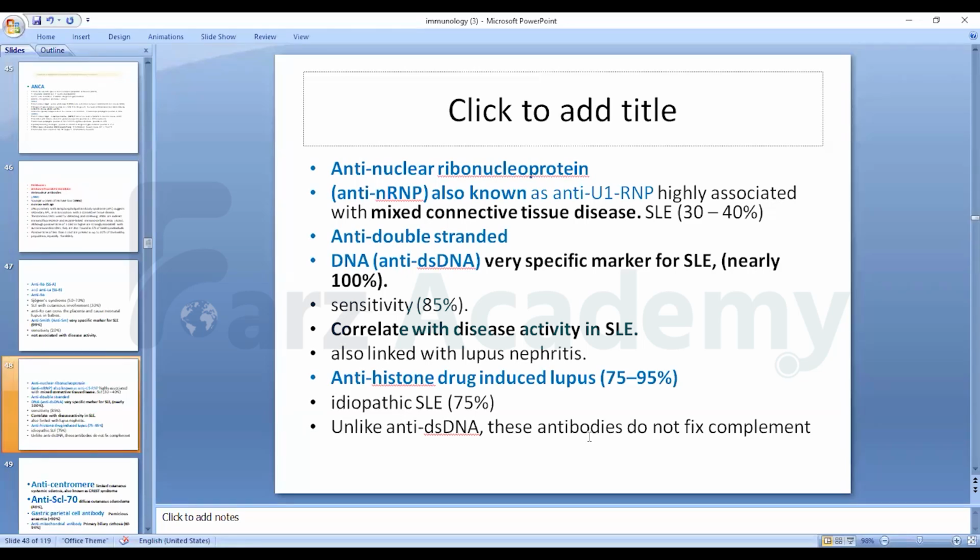Anti-double-stranded DNA, anti-dsDNA, is a very specific marker for SLE, nearly 100%. Sensitivity is 85%. It correlates with disease activity in SLE. Also linked with lupus nephritis. So anti-dsDNA is 100% specific for SLE. It is 100% specificity. And for mixed connective tissue disease, it is anti-U1-RNP.